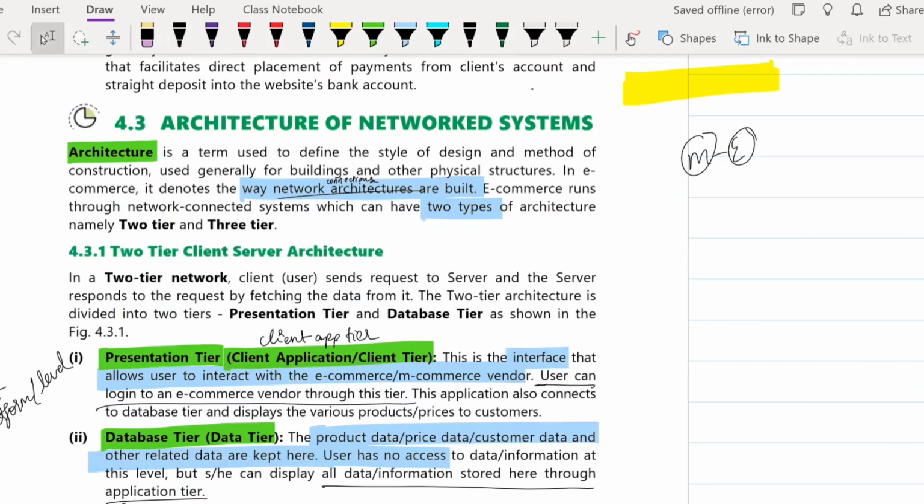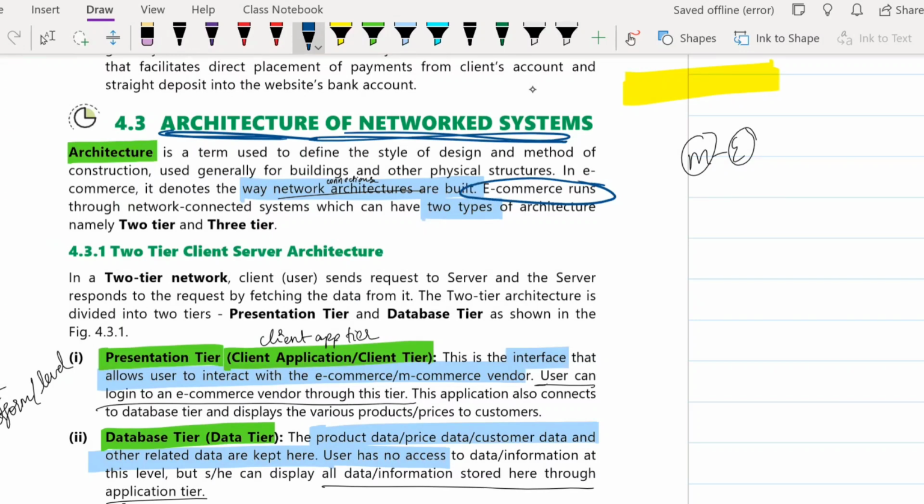So now we are going to start studying the architecture of networked system. Architecture of networked system means how the system has been built or how e-commerce is usually going to work. Okay, using the connections or the network, how an e-commerce is going to basically run is what we are going to study in this portion.